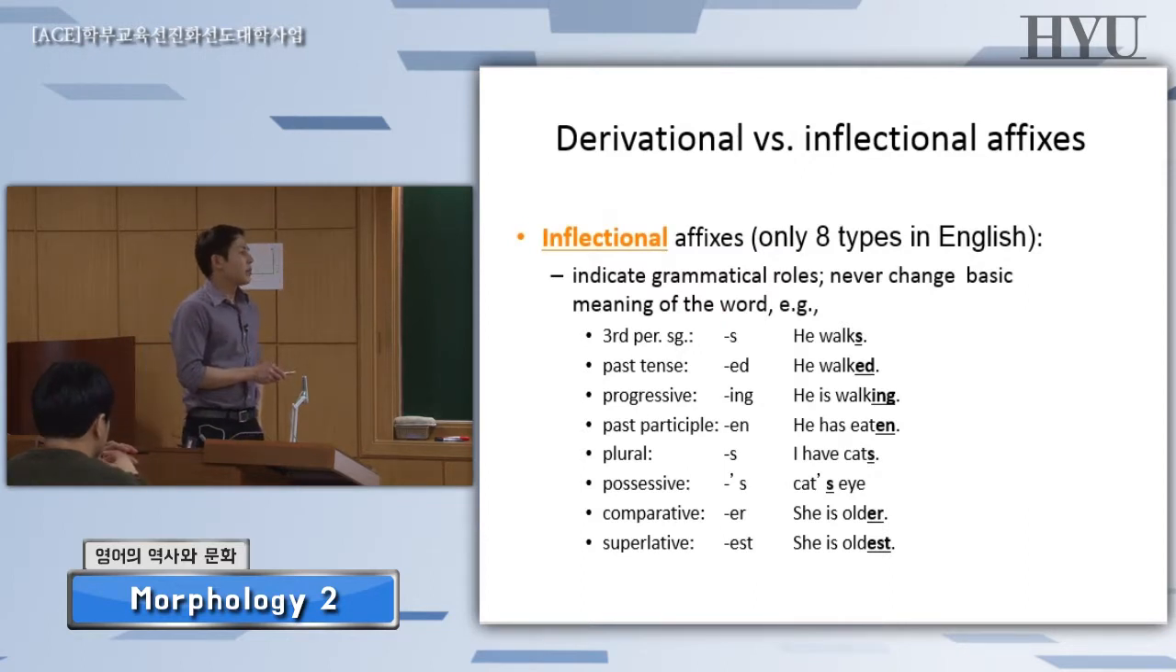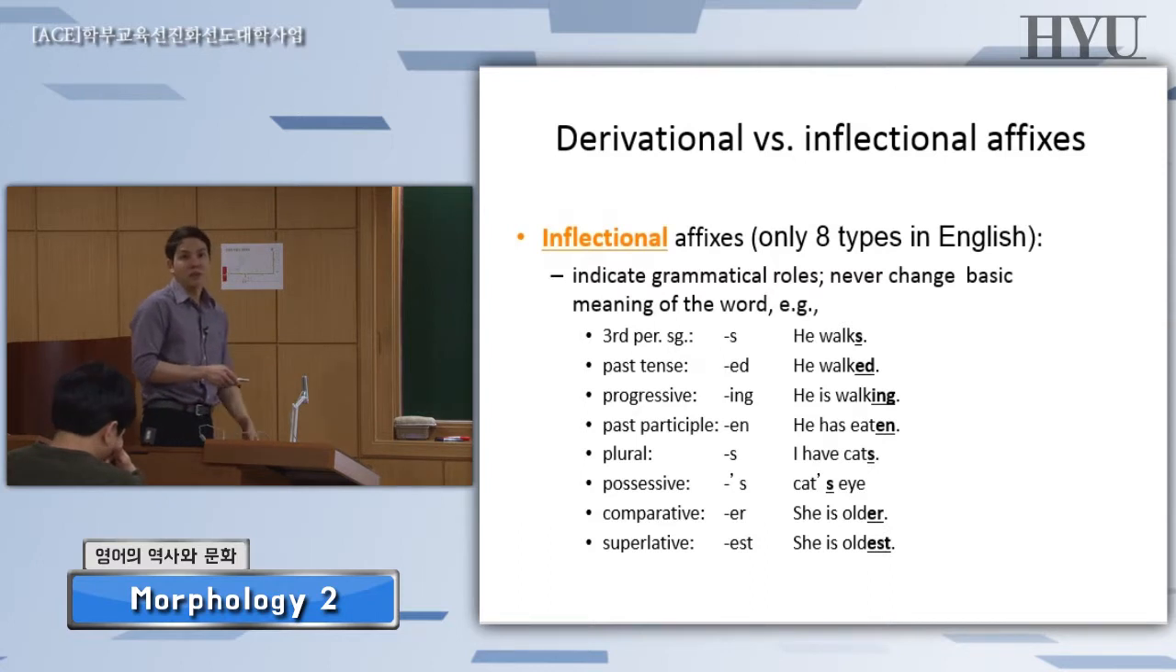So again, the first two are tense related. The next two are aspect related. Next two are noun related. Last two are adjective related. Notice that they don't change the part of speech of whatever they are attached to. When you attach the first two, S and ED, to verbs, they are still verbs. When you attach ING and EN, they are still verbs. When you attach S and apostrophe S to nouns, they are still nouns. Finally, when you attach ER and EST to adjectives, they are still adjectives. So they don't change the part of speech.